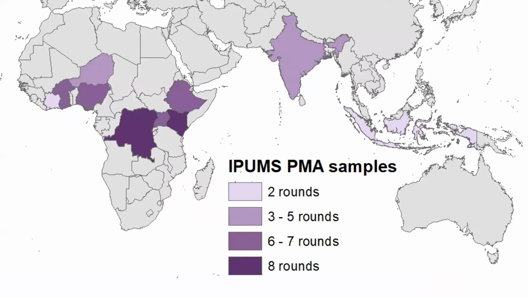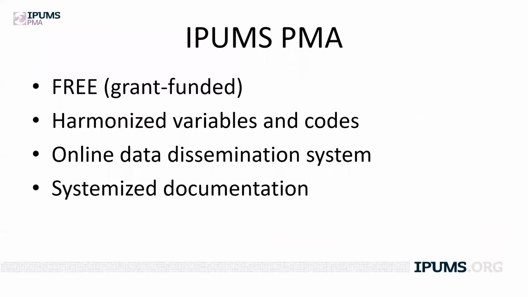Here's a map of the 11 countries that we currently have data for. You'll notice that there's a variety in the number of survey rounds conducted in each country. Indonesia is one of the countries for which we have data, but there's no future data collection planned. Also Cote d'Ivoire, their first survey round was in 2017. But for other countries we have more rounds.